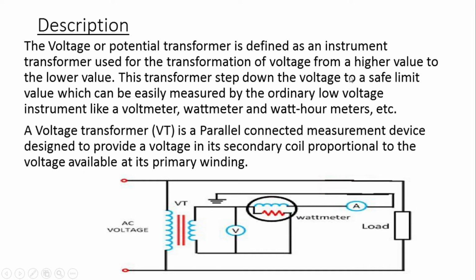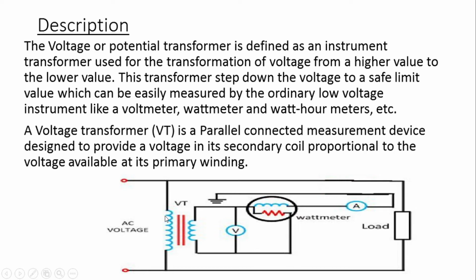The voltage or potential transformer is defined as an instrument transformer used for transformation of voltage from a higher value to a lower value. This transformer steps down the voltage to a safe value, which can be easily measured by ordinary low voltage instruments like voltmeter, wattmeter, watt-hour meter, etc. A voltage transformer is a parallel connected measuring device designed to provide a voltage in its secondary coil proportional to the voltage available at its primary winding.